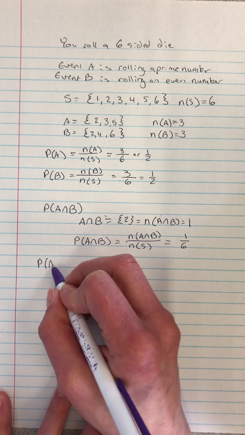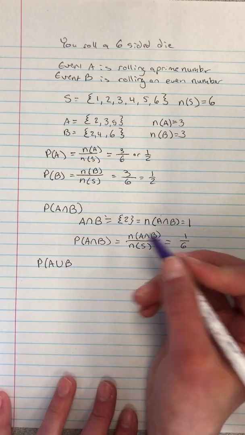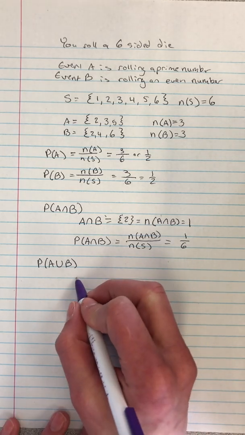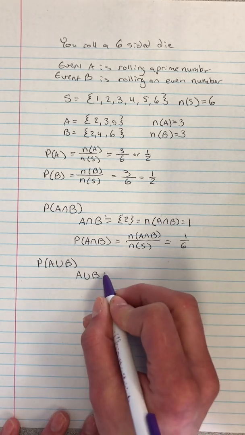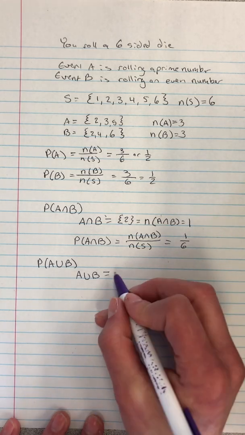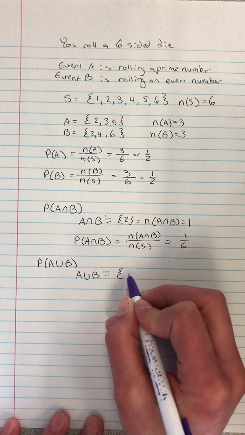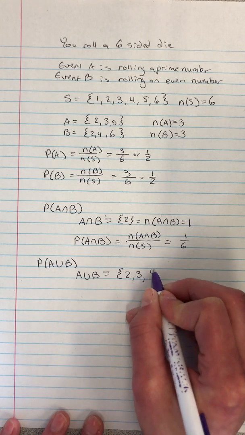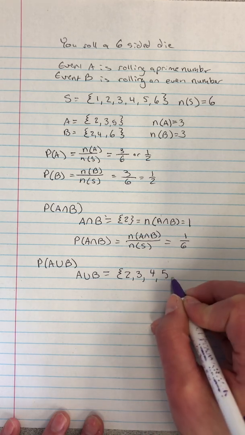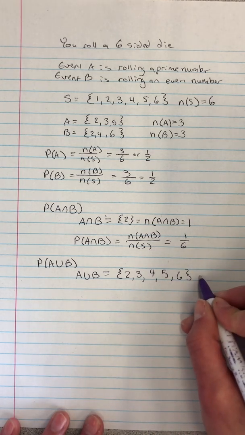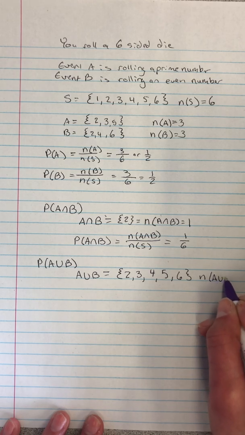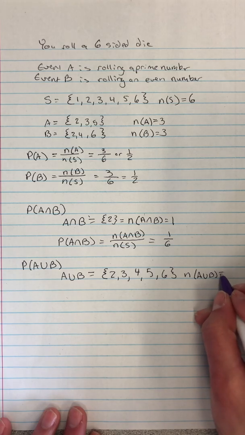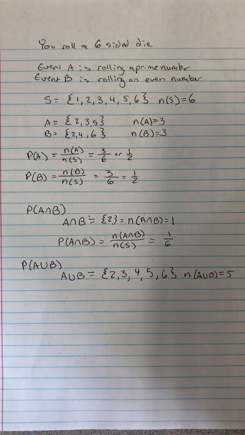And our last one for this problem, the probability of A union B. Well, let's start by making our set for A union B, and that's everything in A and B. There's a 2 in A and a 2 in B. There's a 3 in A. There's a 4 in B. There's a 5 in A and a 6 in B. The total number of outcomes for A union B are 1, 2, 3, 4, 5 numbers. So there are 5 outcomes.